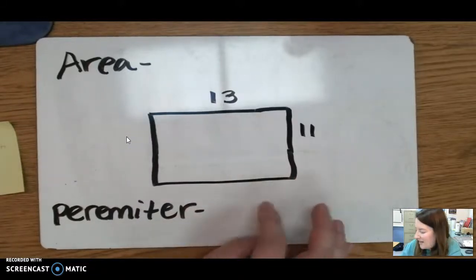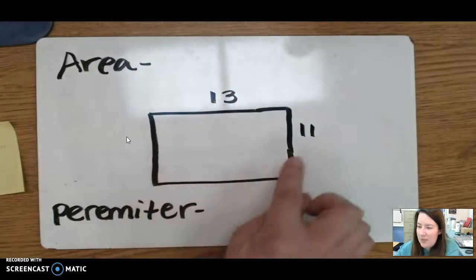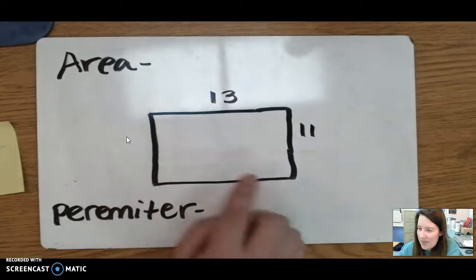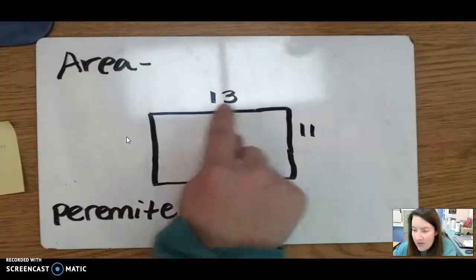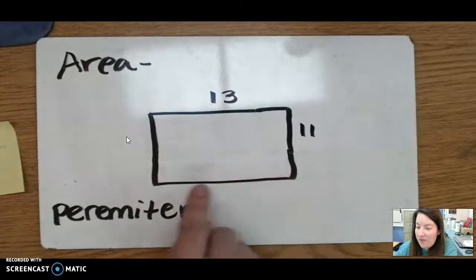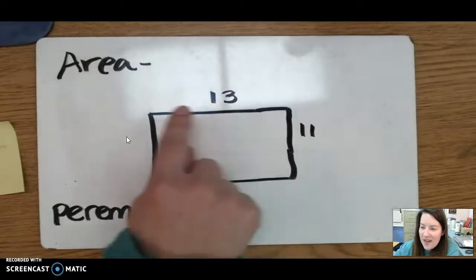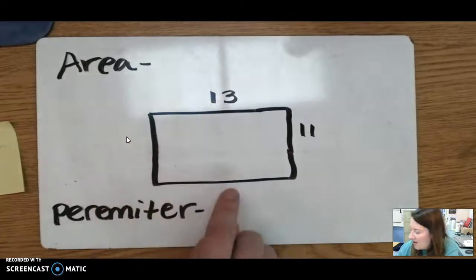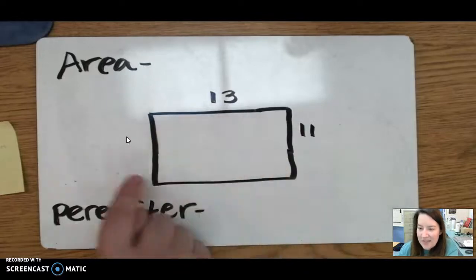The perimeter is the outside of the shape. The area is the inside of the shape, but the perimeter is the outside of the shape. For a perimeter, you add up all the sides. The area is the length times the width, but perimeter, you add up all the sides.